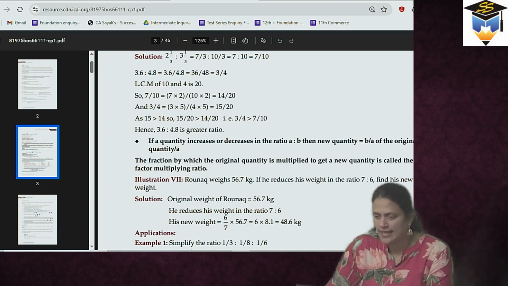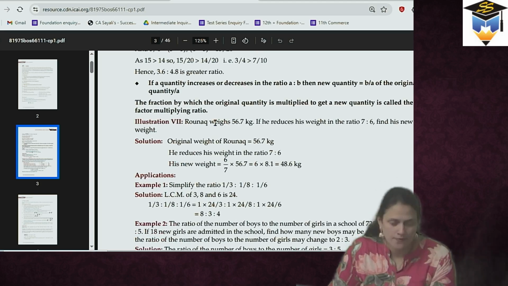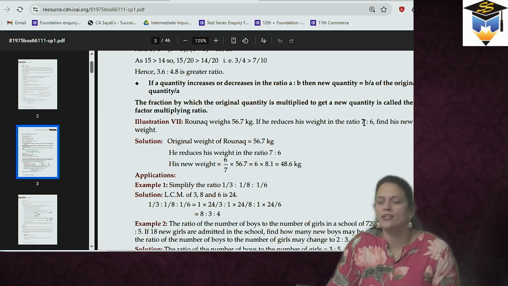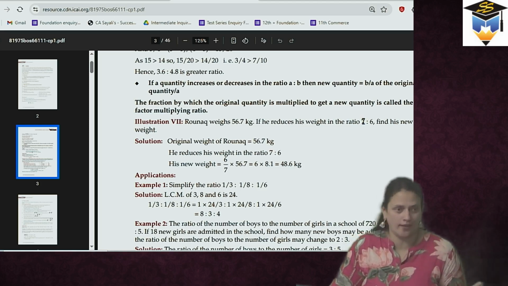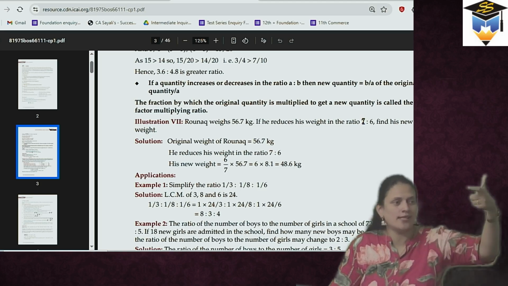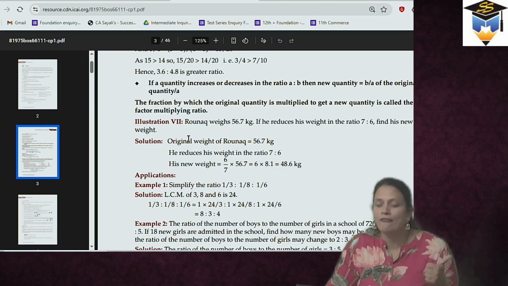So let us take an example. यहाँ पे उन्होंने एक example दिया है जो बहुत easy है. Raunak weighs 56.7 kgs. If he reduces his weight in the ratio 7:6, अब weight reduce हुआ है, correct ना? पहले 7 था ratio and it has reduced to 6. Okay, you have to find his new weight.